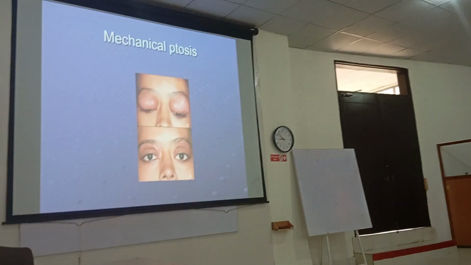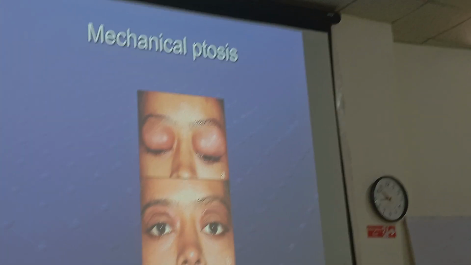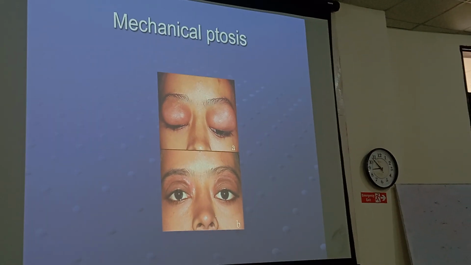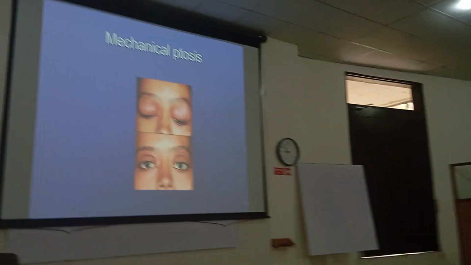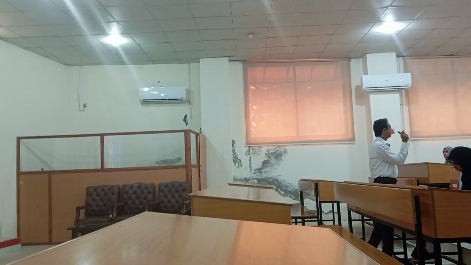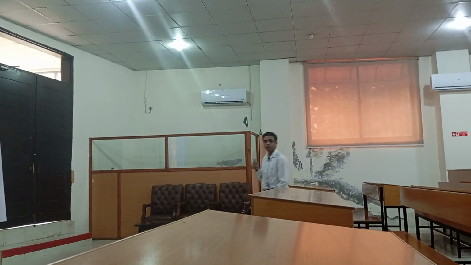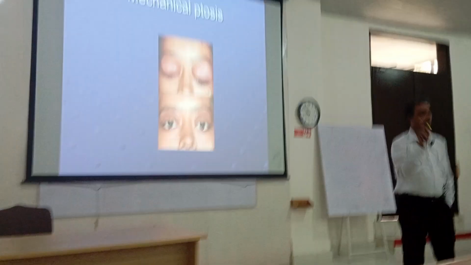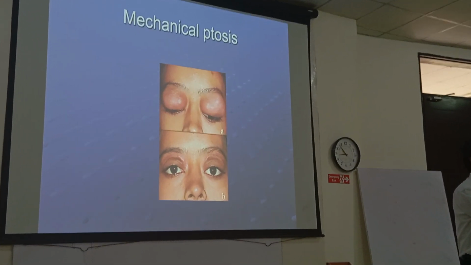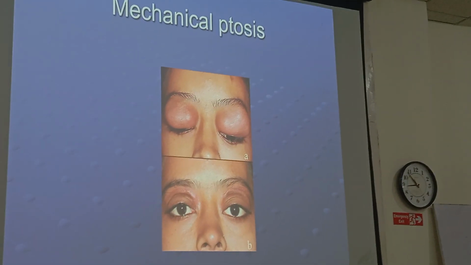Now mechanical causes, as the name suggests, something is mechanically pushing the upper eyelid. Obviously it will fall down if there is a big lesion on the upper eyelid. If there is a big lesion on the upper eyelid, what will it cause? It will cause the upper eyelid to drop down because of pressure.